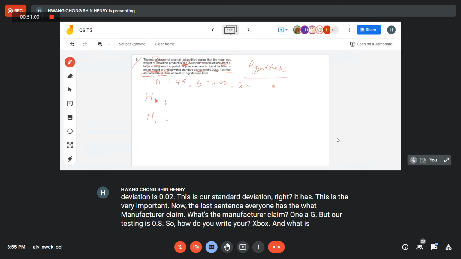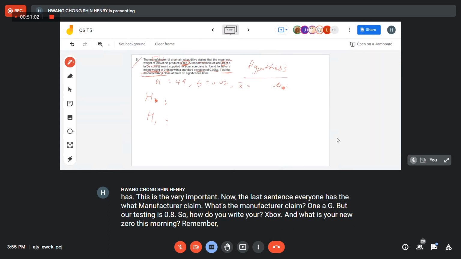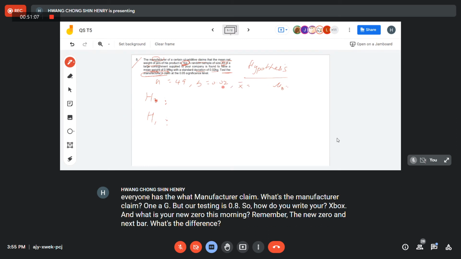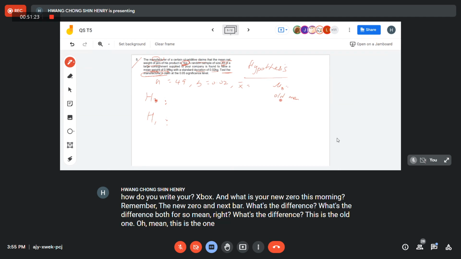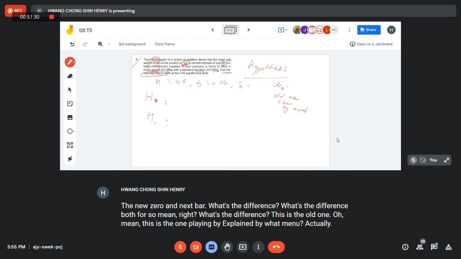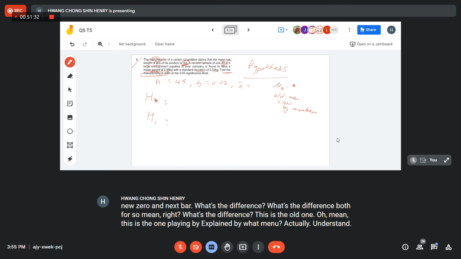And what is your mu zero? This morning, remember the mu zero and x bar? What's the difference? Both also mean, right? What's the difference? This is the mu zero, the mean. This is the one claimed by the manufacturer. Understand? So what is your mu one?